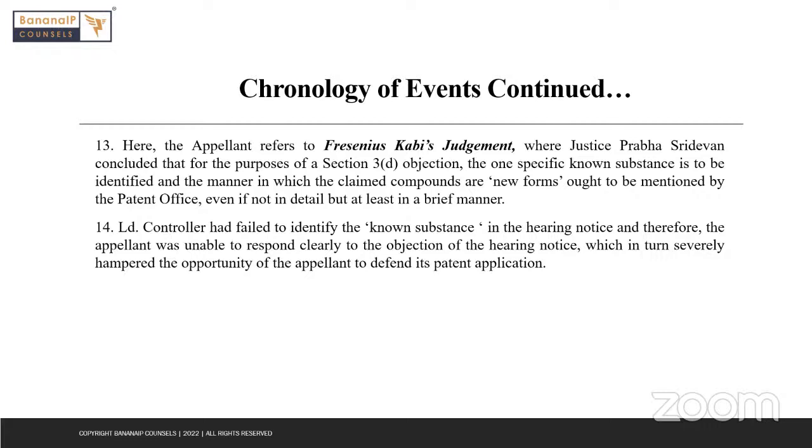Here, the appellant also referred to the Fresenius Kabi judgment, where Justice Pratibha Singh concluded that for the purpose of a Section 3D objection, one specific known substance is to be identified, and the manner in which the claimed compounds are new forms ought to be mentioned by the Patent Office, even if not in detail, but in a brief manner. The Learned Controller had failed to identify the known substance in the hearing notice, and therefore the appellant was unable to respond clearly to the objection, which severely hampered the opportunity of the appellant to defend its patent application.